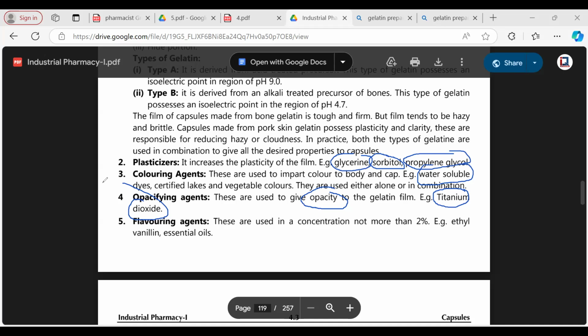So please remember, what should be remembered here? Opacifier titanium dioxide, plasticizer glycerin, sorbitol, propylene glycol. Gelatin has two types, type A gelatin, type B gelatin, or we can call it pharmagel A, pharmagel B. The difference is pharmagel A is acid hydrolysis, pharmagel B is alkaline hydrolysis. B stands for base, you can remember. Isoelectric point of pharmagel A is 9.0. Isoelectric point of pharmagel B is nearly 4.7. So even basic things you should remember, very, very, very important content.